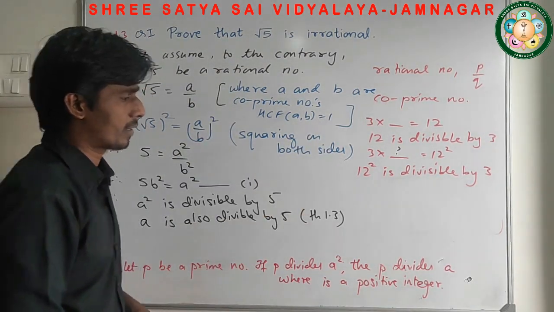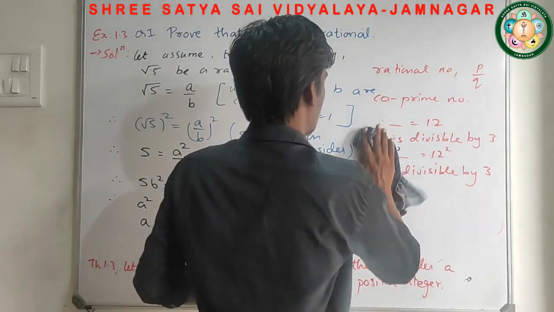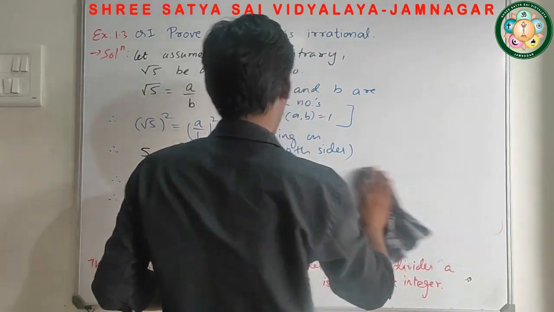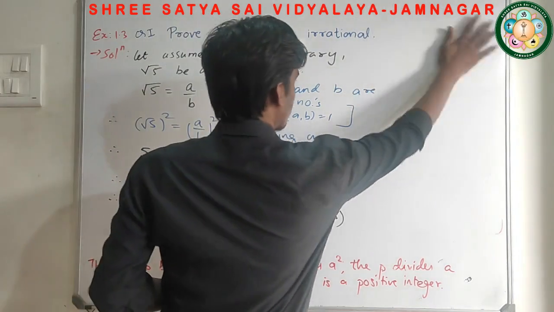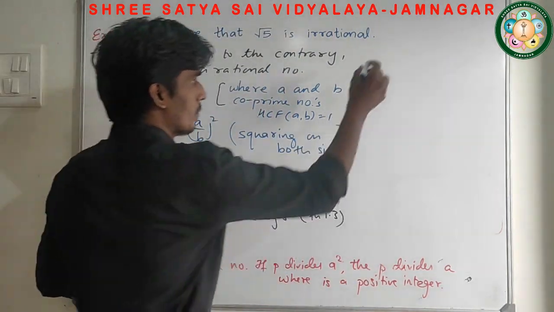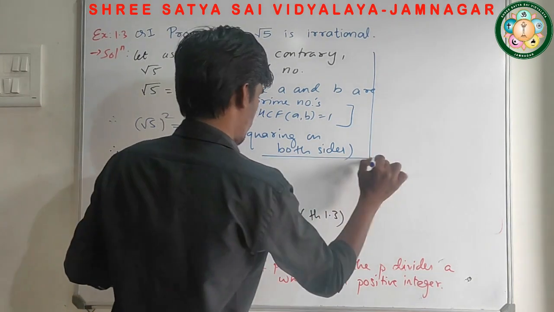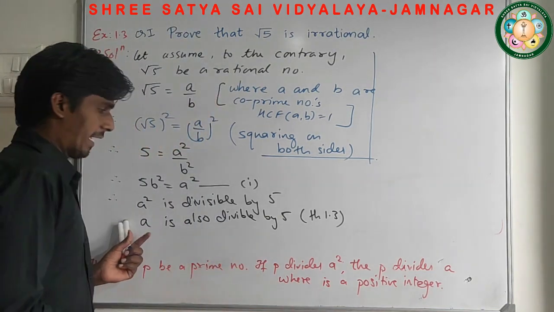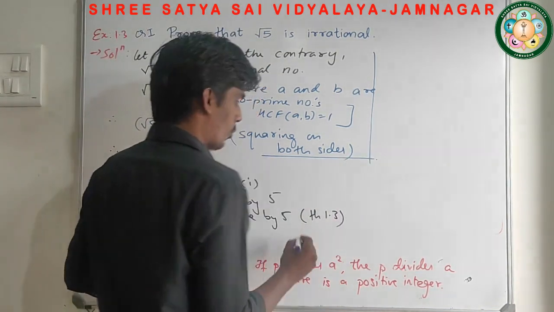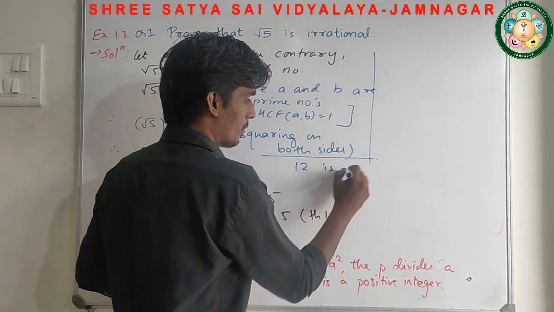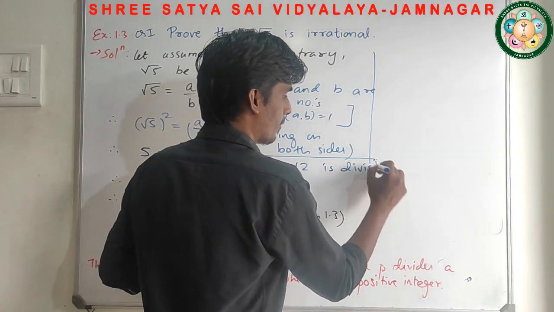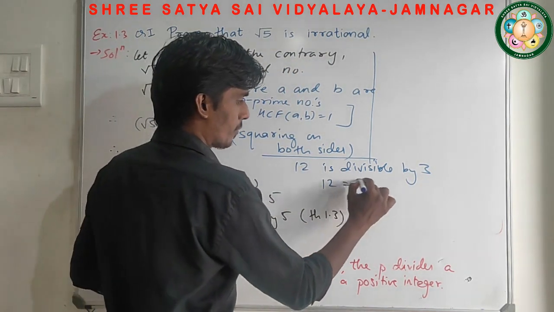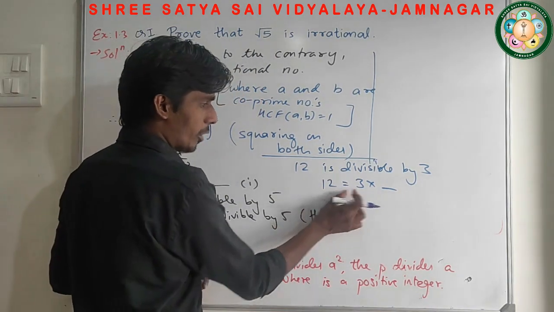For that I am going to repeat this work. When I am telling you a is divisible by 5, what does it mean? A is a multiple of 5. So if I am writing 12 is divisible by 3, what does it mean? It's 12 is equals to 3 into something. 12 जो है वो 3 into something है.